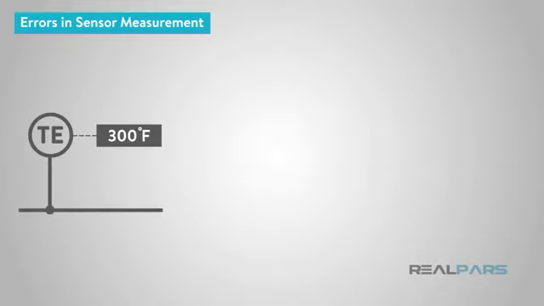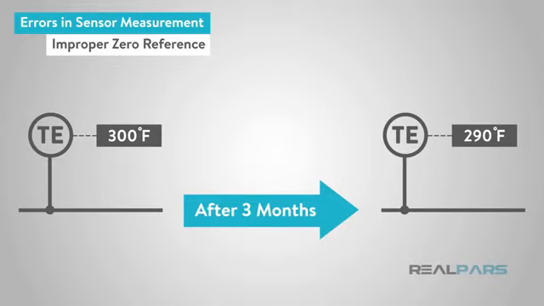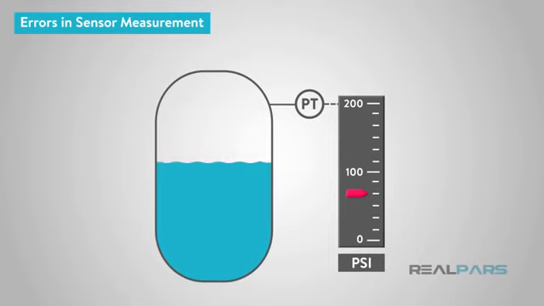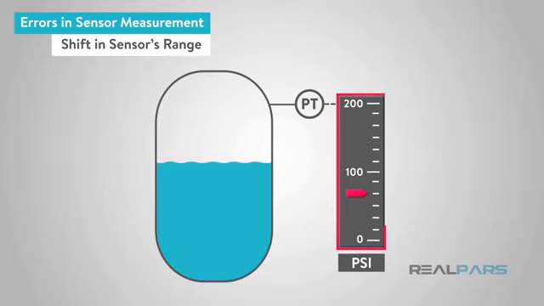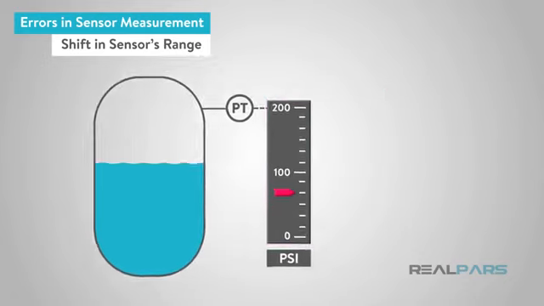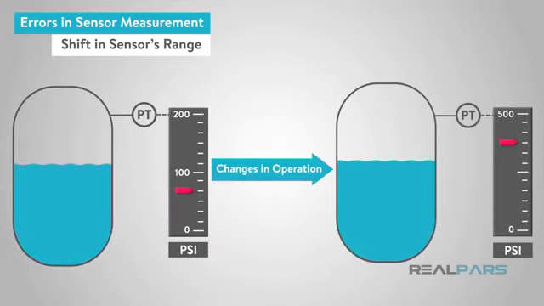First, the instrument may not have a proper zero reference. Modern sensors and transmitters are electronic devices, and the reference voltage or signal may drift over time due to temperature, pressure, or change in ambient conditions. Second, the sensor's range may shift due to the same conditions just noted, or perhaps the operating range of the process has changed. For example, a process may currently operate in the range of 0 to 200 pounds per square inch, but changes in operation will require it to run in the range of 0 to 500 pounds per square inch.